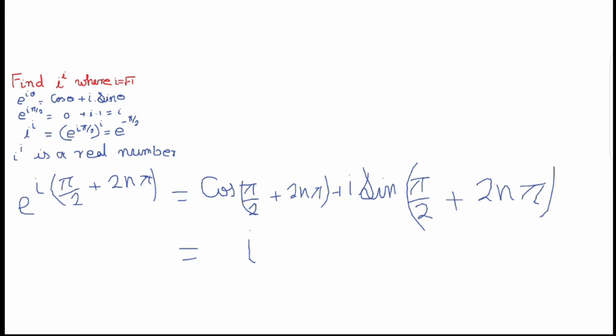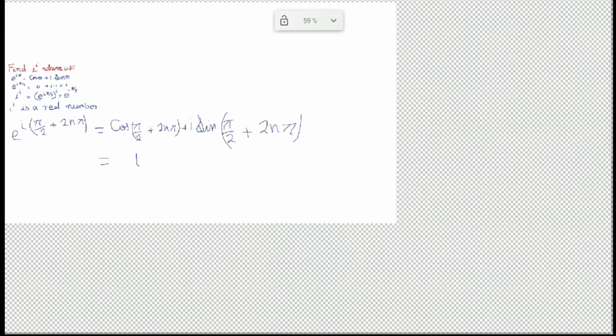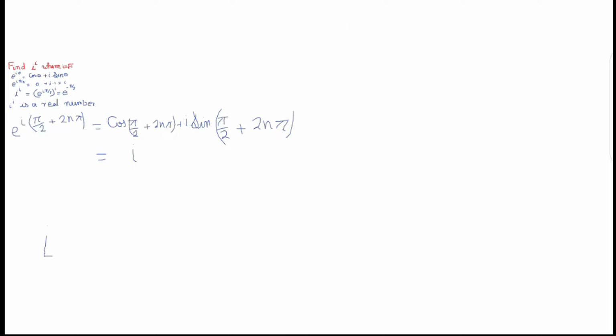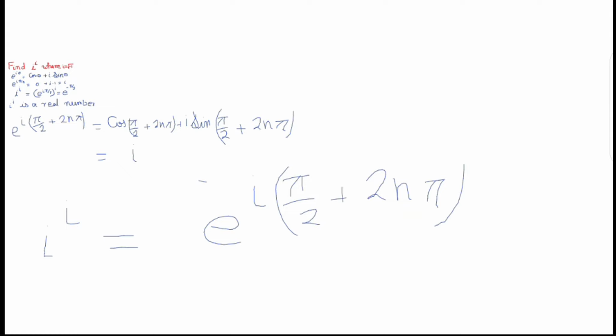So again, if we plug that value, instead of i, if I write e to the power i times pi by 2 plus 2n pi, then we have i to the power i equal to, instead of i, I can write e to the power i times pi by 2 plus 2n pi. Of course, n has to be an integer here. The whole thing to the power i.